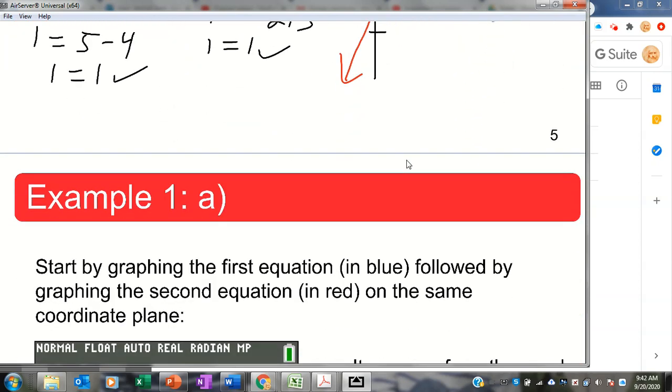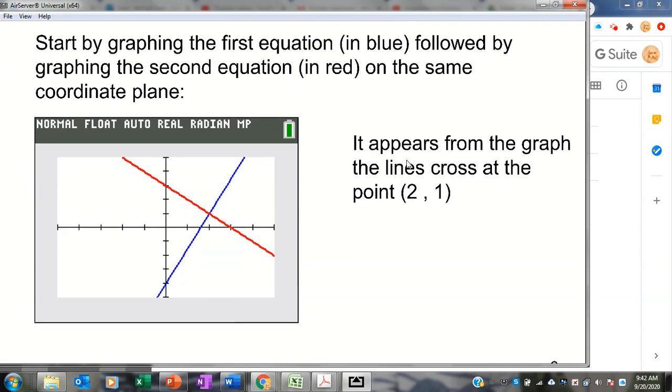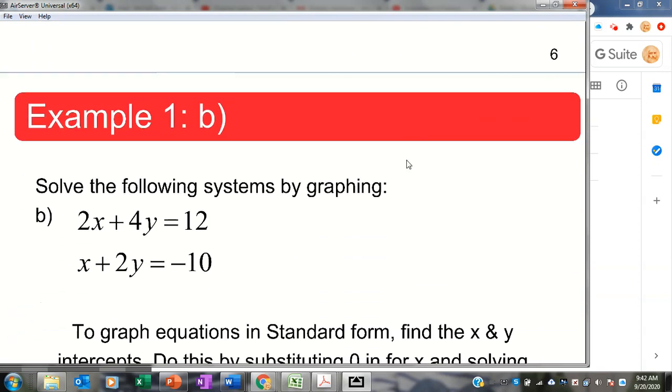All right, moving on to, oh, there you go. There's a graph. I generated that on my graphing calculator, and you can see that it crosses at (2, 1). All right, let's move on to this one.